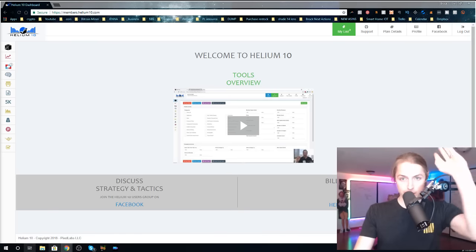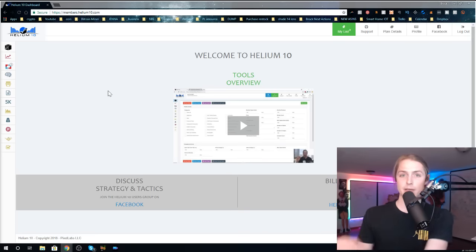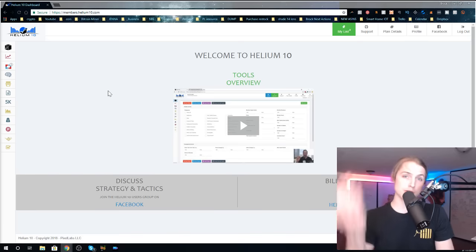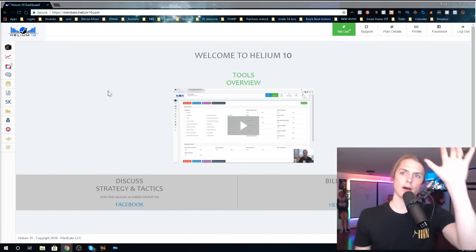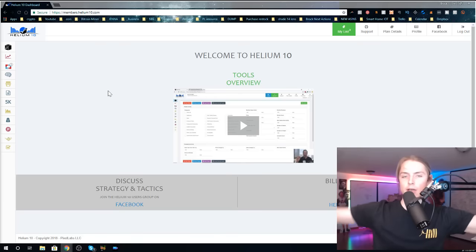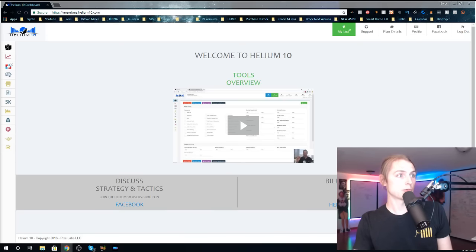All right, so Helium 10, you can dig down really deep into keywords, and then you can use the Cerebro tool, and you can expand out all those keywords, and then you can also use Magnet, and that's really helpful.